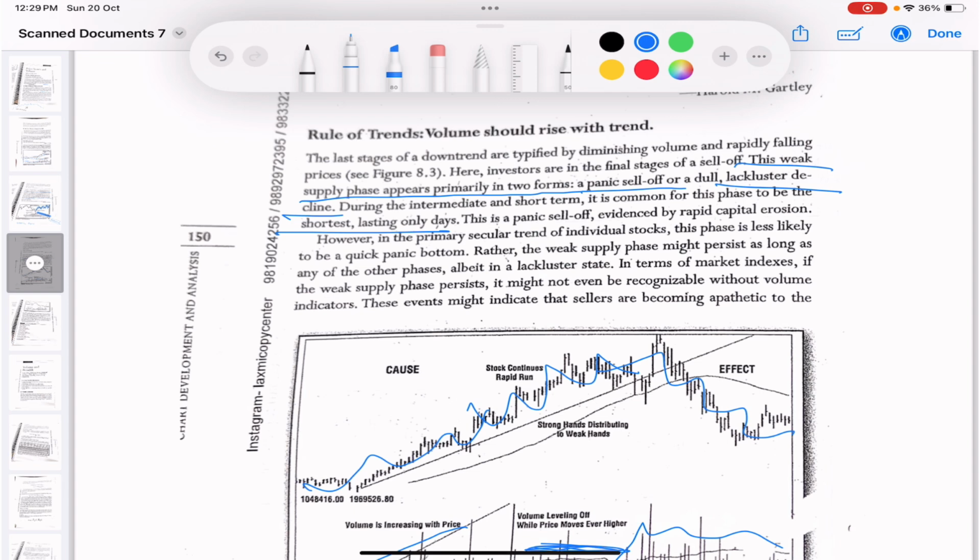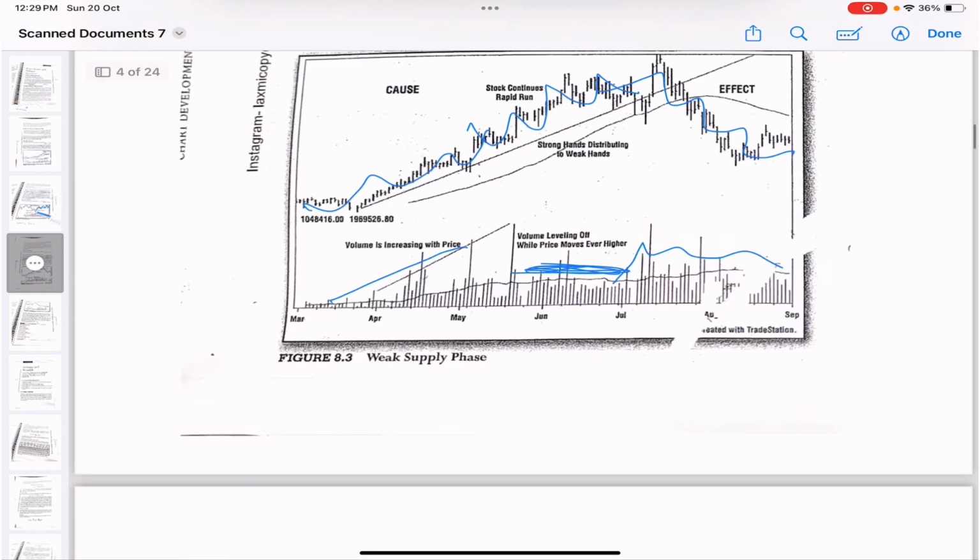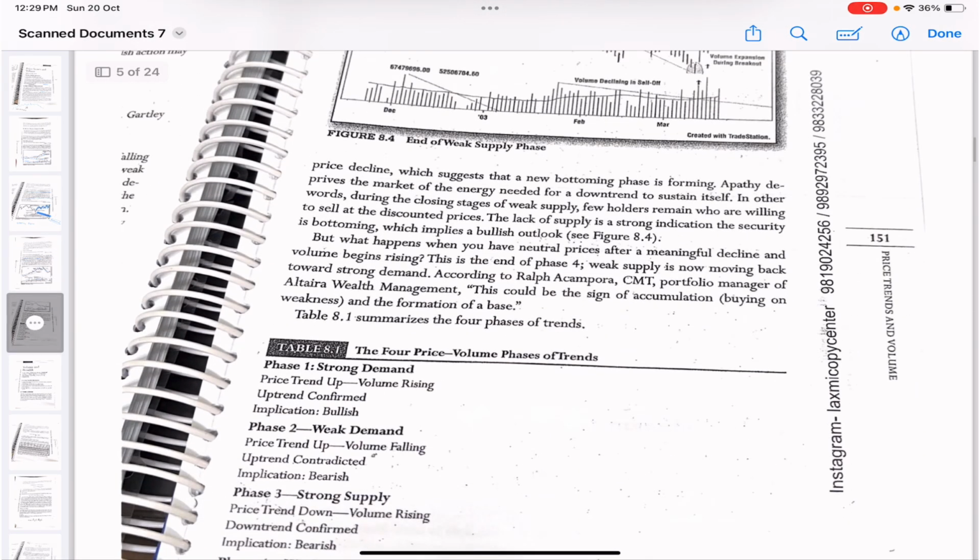In terms of market indexes, if the weak supply phase persists, it might not even be recognizable without the volume indicators. These events might indicate that the sellers are becoming apathetic to the price decline, which suggests that a new bottoming phase is forming.